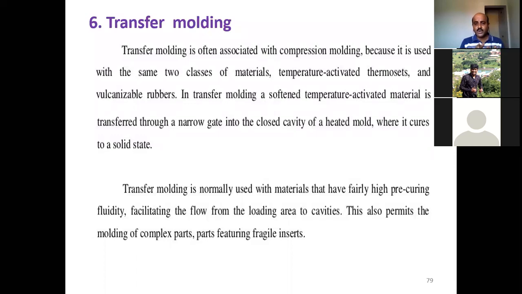Only the small change you can see here is that the softened, temperature-activated material is being transferred through a narrow gate into the closed cavity. This is the only small difference you can make out with the transfer.